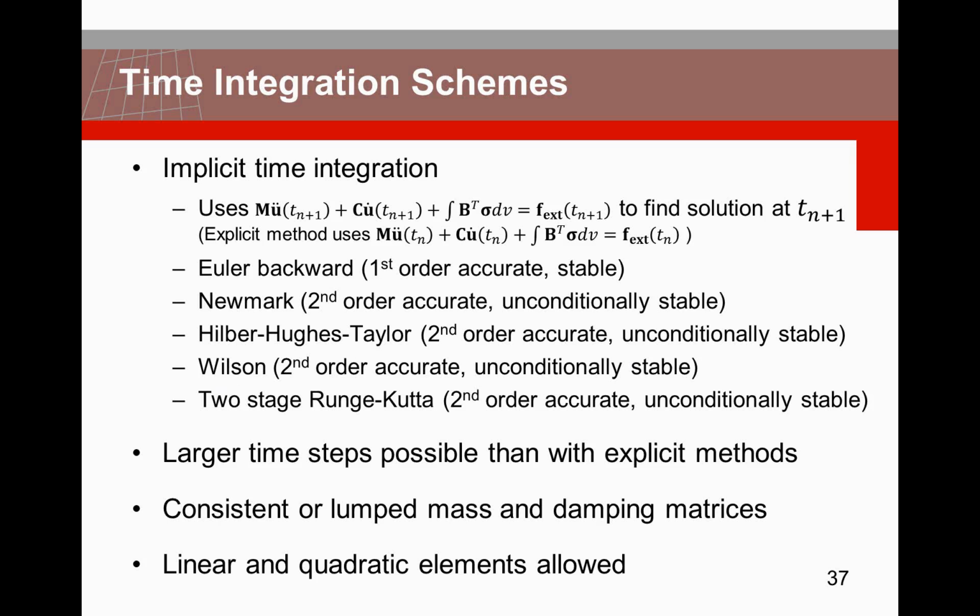For details of these time integration methods, please look into the analysis procedures manual, where the differences between the methods are explained. In general, the implicit time integration method can use larger time steps than explicit methods because we are really solving the equation at the current time point of interest. You can use in this transient dynamic analysis consistent or lumped mass and damping matrices. You can also use linear and quadratic elements.